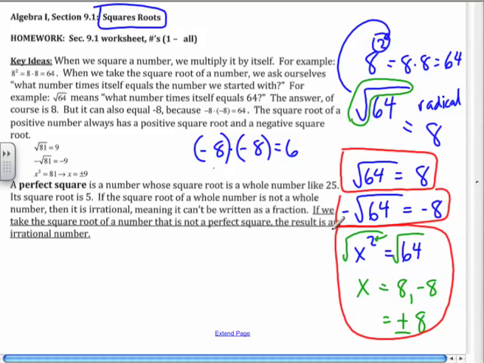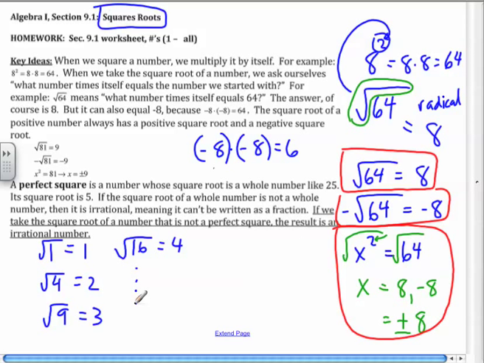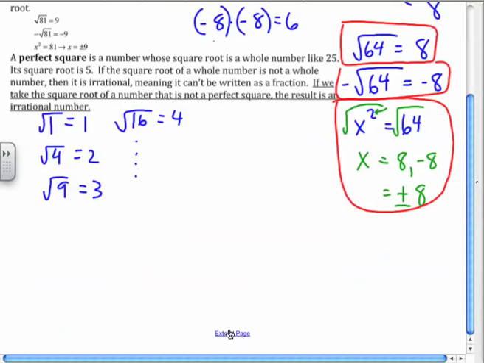Now, guys, a perfect square is a number whose square root is a whole number. For instance, 1, because its square root equals 1. The next perfect square is 4 because its square root equals 2. The next perfect square is 9 because its square root equals 3. The next perfect square is 16 because its square root equals 4, and I think you get the idea. Perfect squares are 1, 4, 9, 16, 25, 36, 49, 64, 81, 100. And it goes on forever. So those are perfect squares.